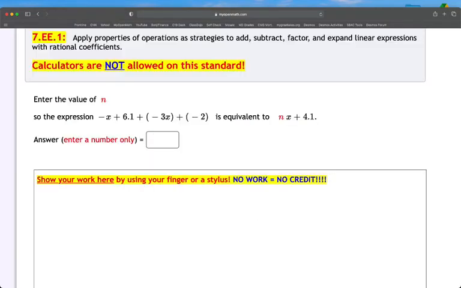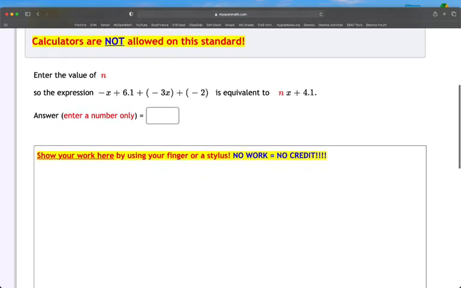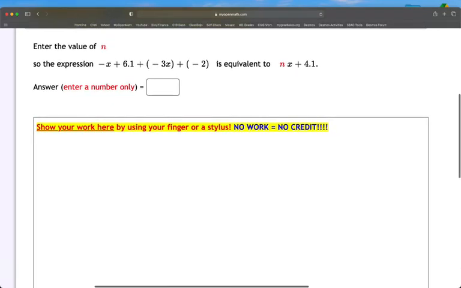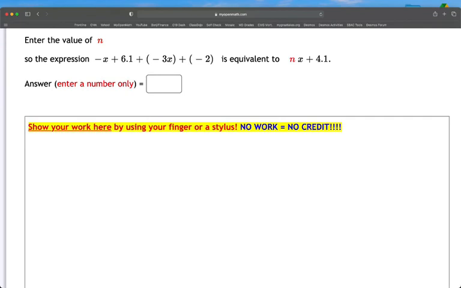Within the standard 7.EE.1, where we are to apply properties of operations as strategies to add, subtract, factor, and expand linear expressions with rational coefficients. Remember, we are not allowed to use calculators in this standard. We may be presented with a problem like this, where we are asked to enter the value of n. So the expression -x plus 6.1 plus -3x plus -2 is equivalent to nx plus 4.1.